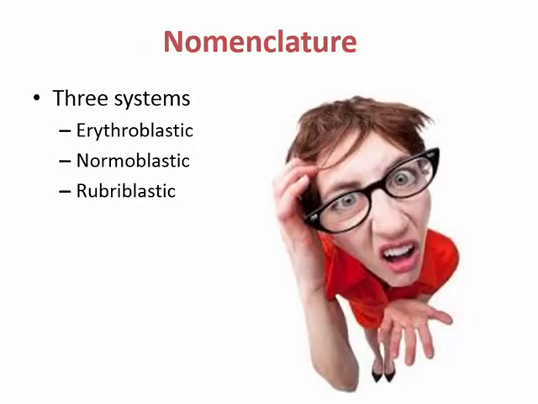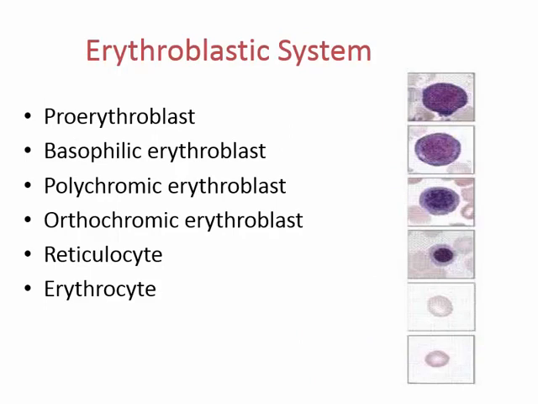You've got the erythroblastic, normoblastic, and rubroblastic terminologies. They are all describing the same thing. In the case of the erythroblastic, more of the British type, the British came up with this nomenclature. You're going to have the pro-erythroblast, the first one, the one you're able to identify. The next stage is going to be the basophilic erythroblast. A basophilic erythroblast is going to be smaller in size. The cytoplasm is going to be bluish.